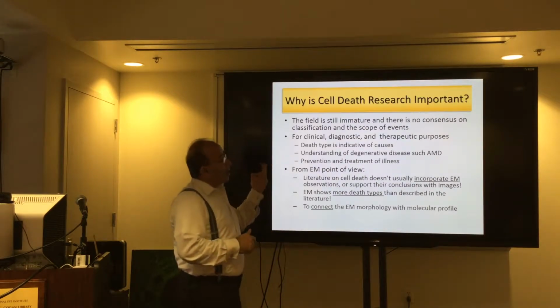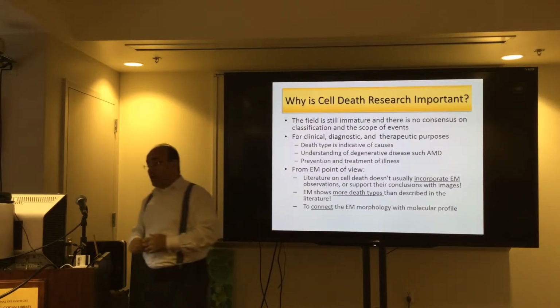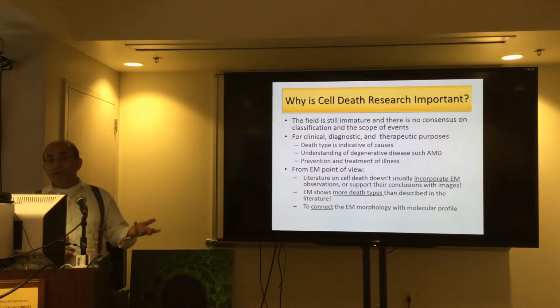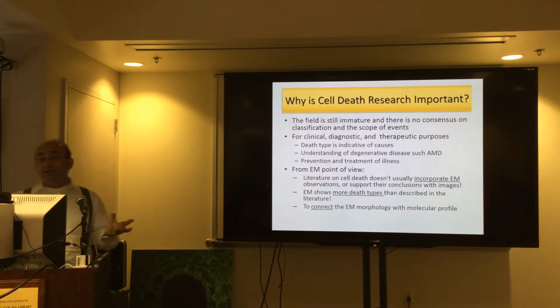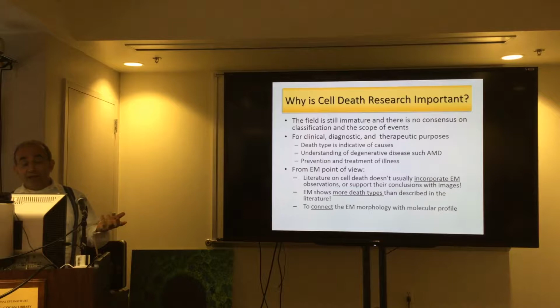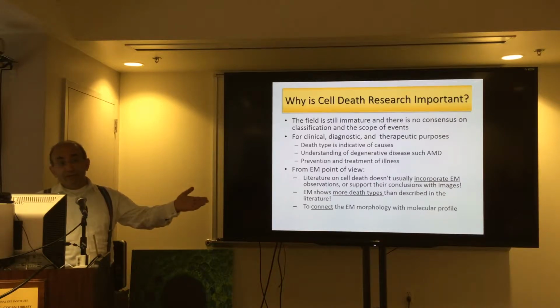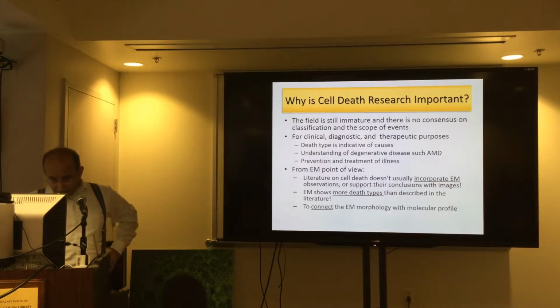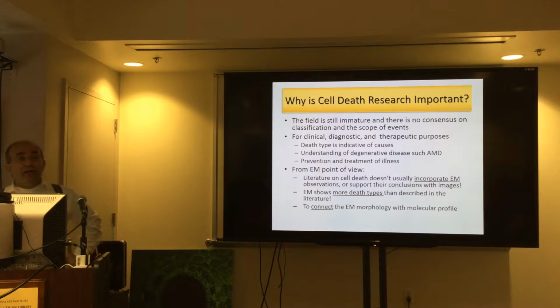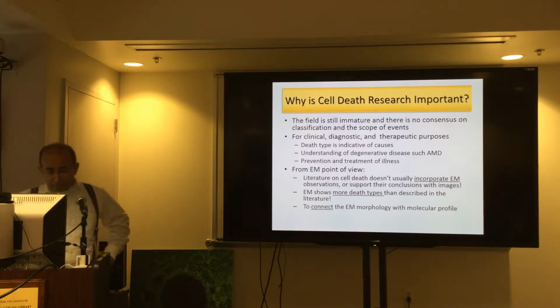From a clinical, diagnostic and therapeutic point of view, knowing the cause of death helps us know what are the causes of the pathology. Also, it helps us to understand some degenerative diseases like AMD, what is really going on. Because if you say something is dying by necroptosis, it is way different than saying it is dying by apoptosis. Also, knowing how cells die helps us find prevention and also cure.